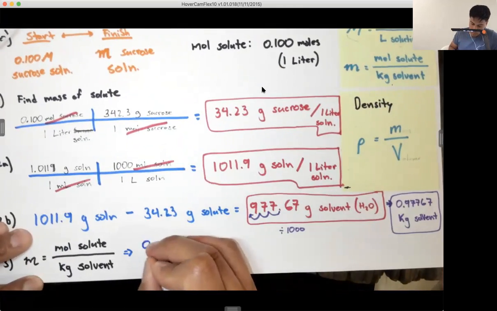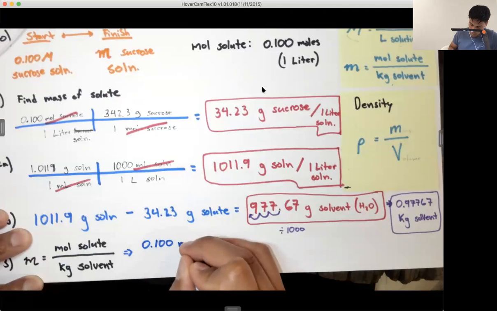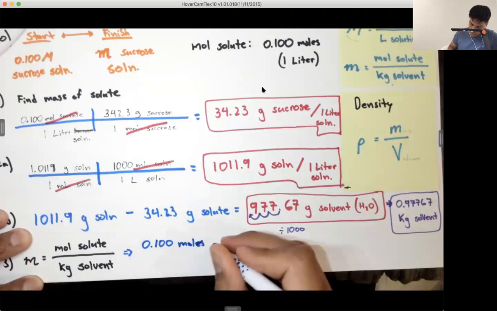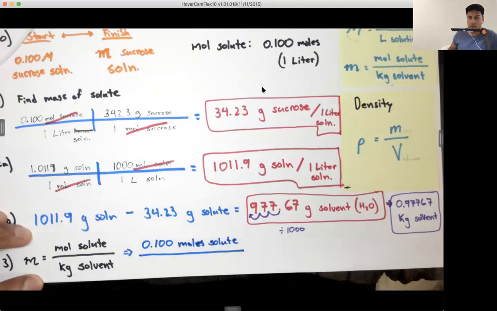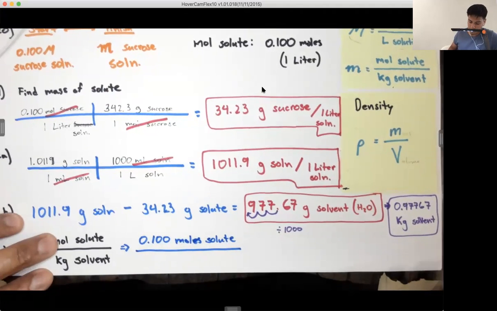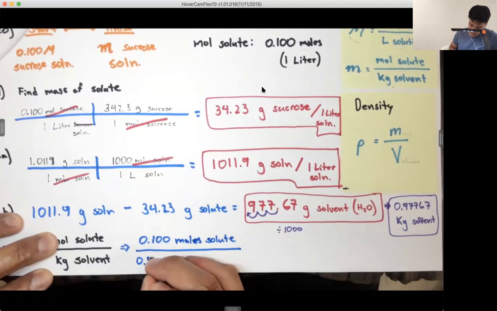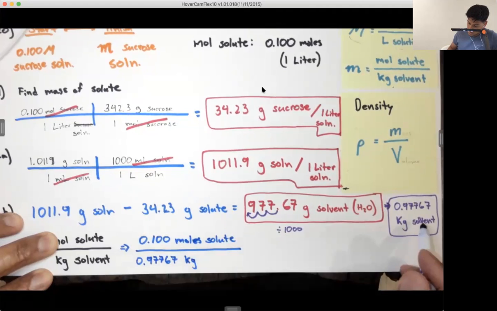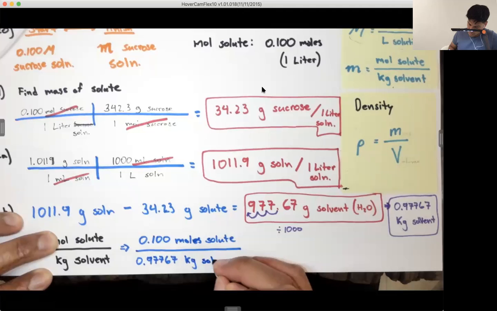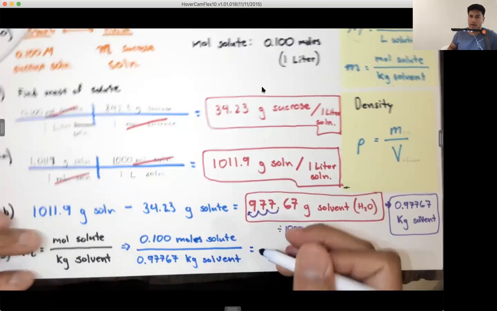So we know 0.100 moles of sucrose. We're just going to say solute over kilogram of solvent. What is the kilogram of my solvent? 0.97767 kilograms. Yes, exactly, this one right here, because remember we converted it from grams to kilograms. Okay, and now let's just solve.